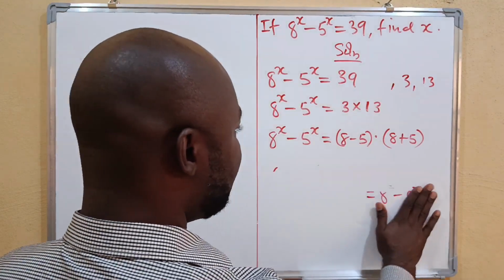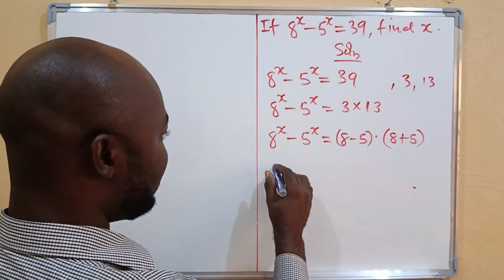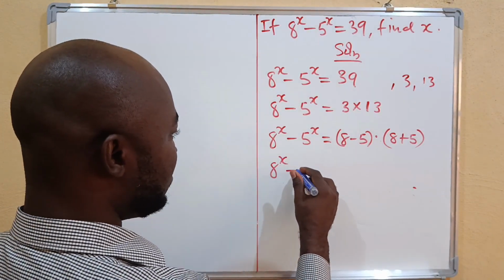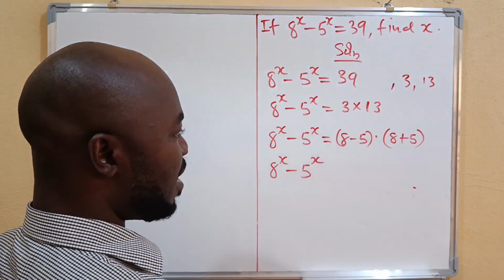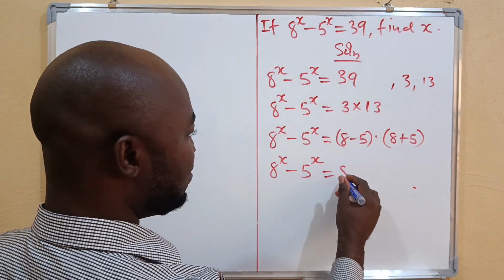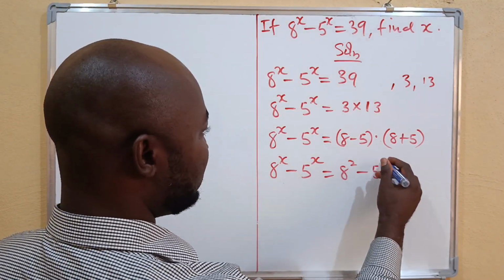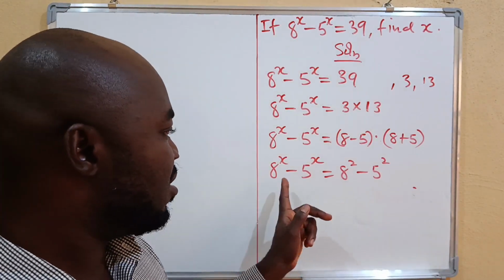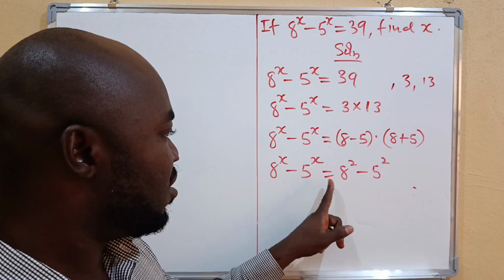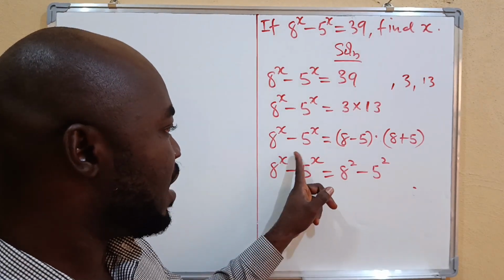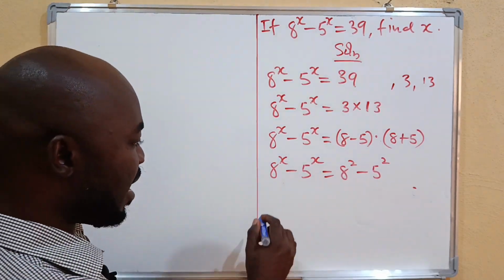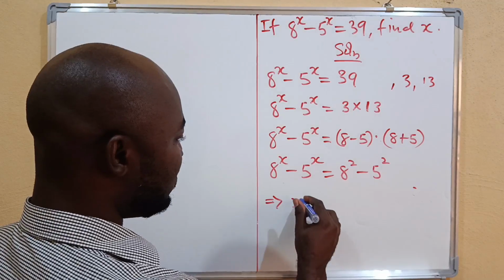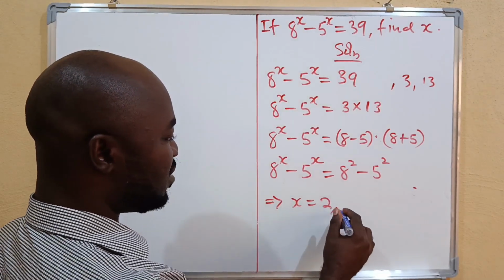So if I plug that into the right-hand side, I'm going to have 8 to the power of x minus 5 to the power of x equals 8 square minus 5 square. Now if you look at this, these two are similar. You have 8 here minus 5, you have 8 minus 5, and you have their powers. So this implies that the value of x is equal to 2.